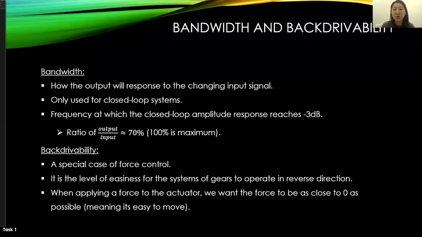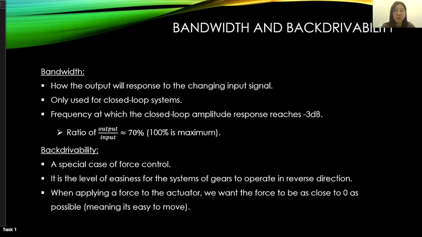Before talking about transfer functions, I want to talk a little bit about the bandwidth and backdrivability. Bandwidth is the key specification in both analog and digital systems. The bandwidth captures the frequency of input before the system response drops to 3 decibels from the DC gain. So basically, it is how quickly I can change an input signal before the system cannot capture the frequency anymore.